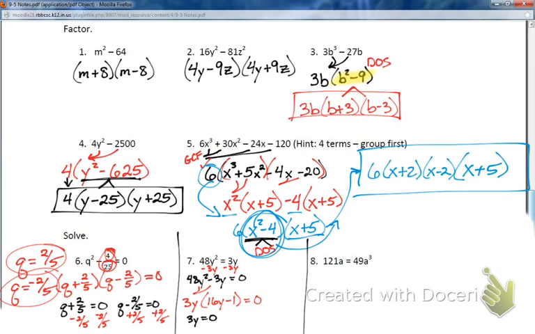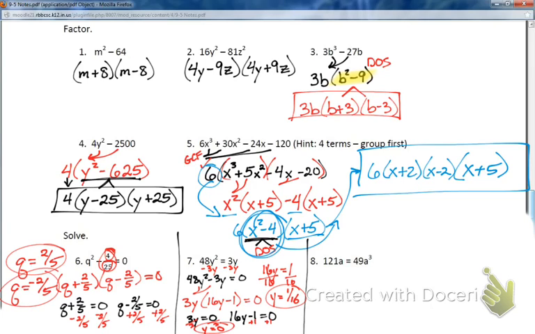3y equals 0 and 16y minus 1 equals 0. For a final answer here, divide by 3, y equals 0. And over here we add 1. So we get 16y equals 1. Divide by 16, and y equals 1 over 16.